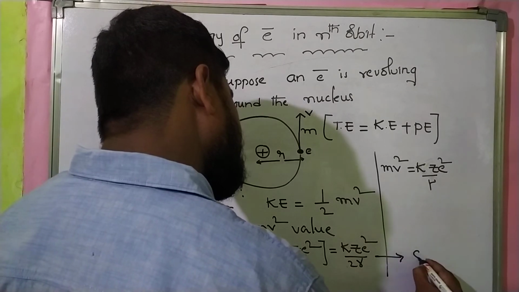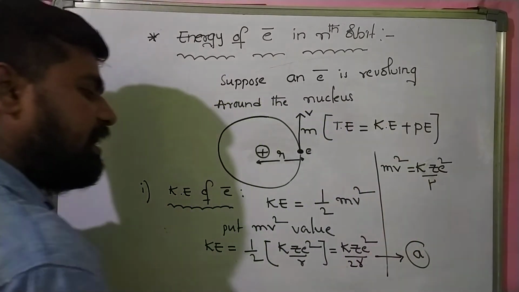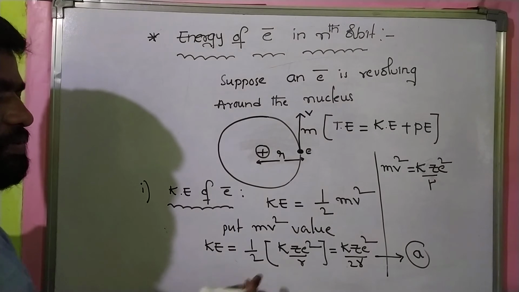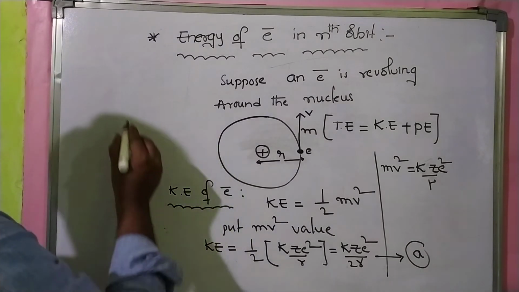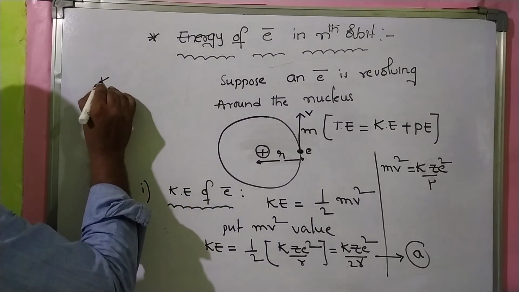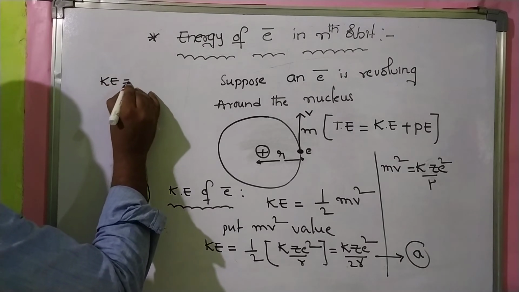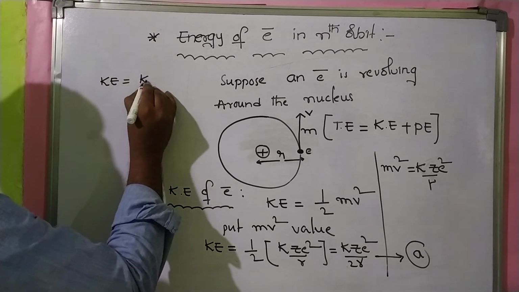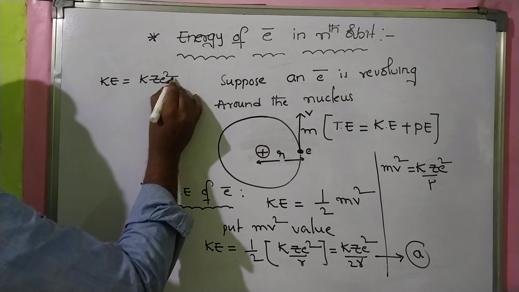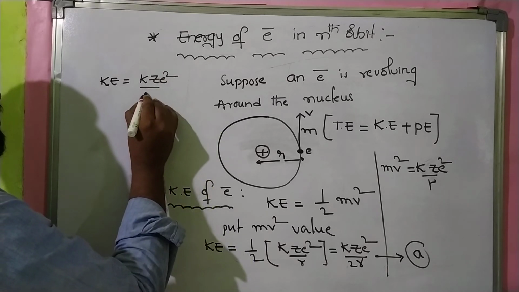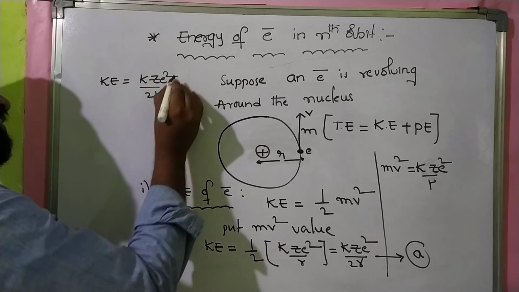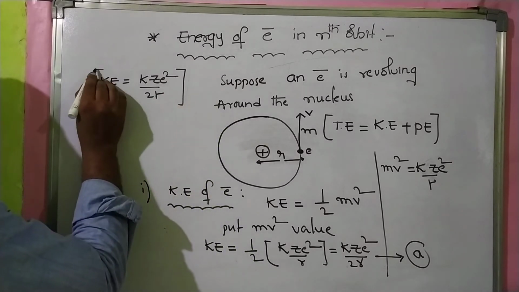Say it is A. Kinetic energy of the electron, very, very important. So what is the kinetic energy of the electron? KE equals k into z e square by 2r. This is the kinetic energy of the electron. Please keep this.